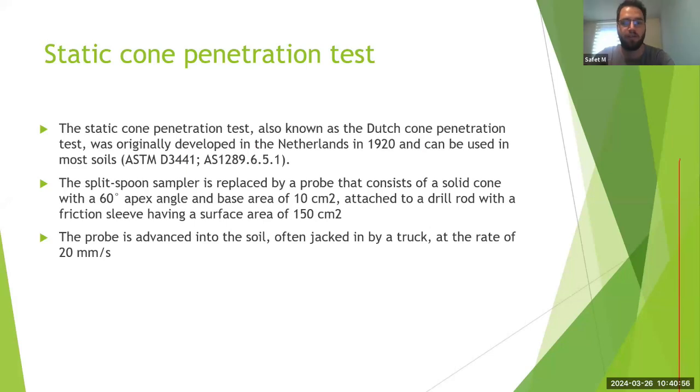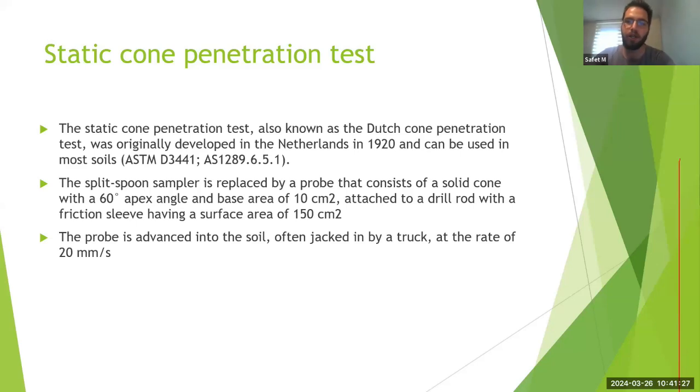The split spoon sampler is replaced by the probe that can consist of a solid cone with a 60 degree angle, with a base area of 10 square centimeters, attached to the drill rod with a friction sleeve having a surface area of 150 square centimeters. And the probe is advanced in the soil, often jacked in by truck at the rate of 20 millimeters per second.